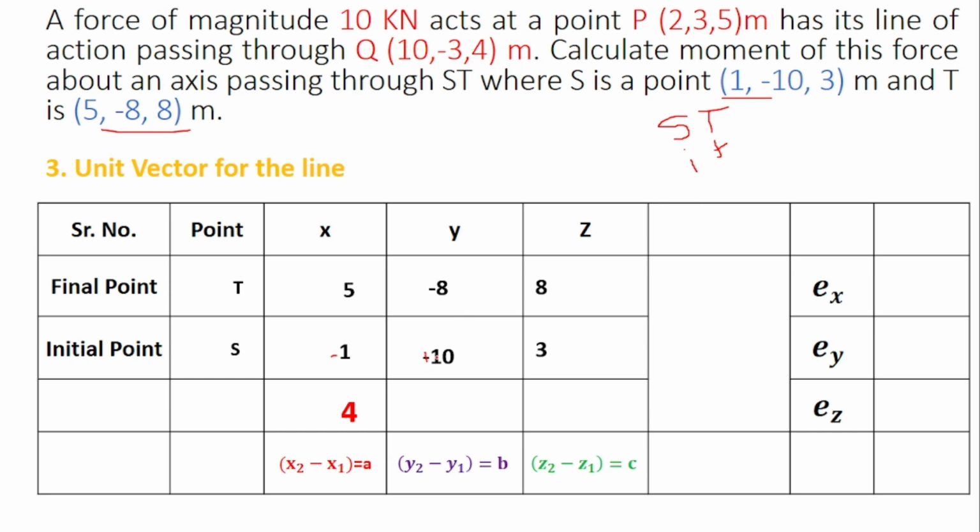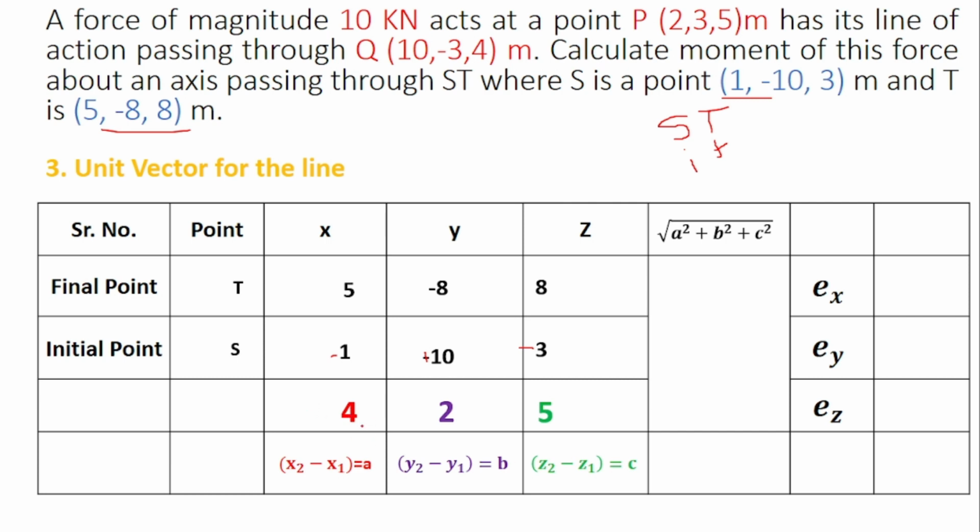Minus 8 minus minus 10. So minus minus becomes plus. So minus 8 plus 10, 2. 8 minus 3, 5. So we have calculated the value of x2 minus x1, y2 minus y1 and z2 minus z1. Then we will find out the square root of all those things.